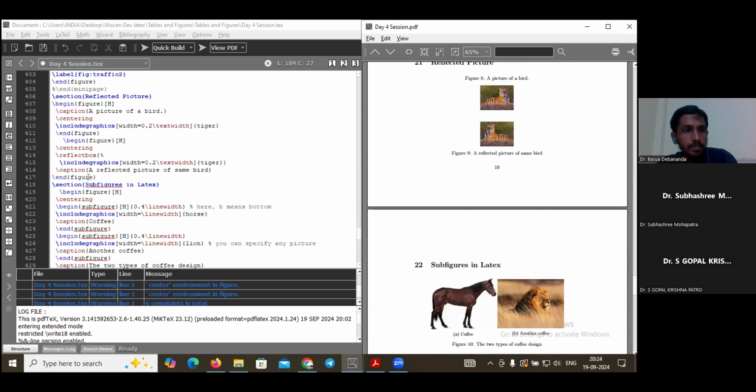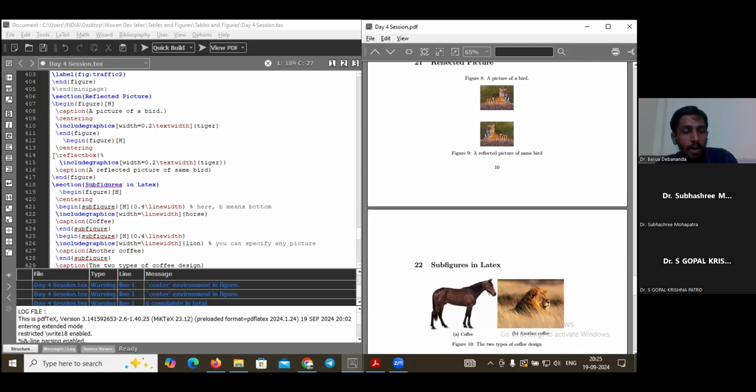Yes, you can see. \begin{figure}[H], then \caption: I have written a picture for a bird. Here it is, the caption. Then \centering, I want \includegraphics, the tiger, and \end{figure}. Then \begin{figure}[H]. Okay, this is figure 9.